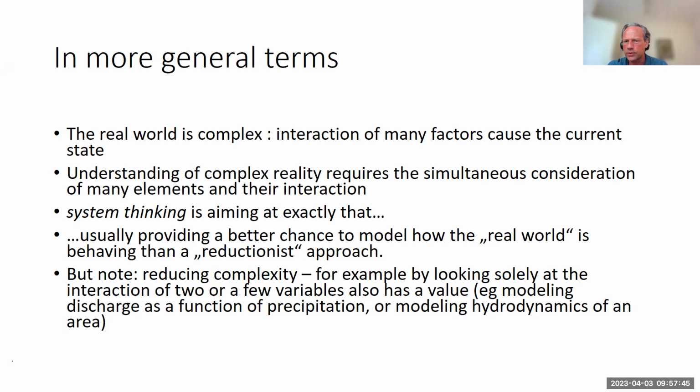That means you are isolating exactly what you want to focus upon, and you are not considering everything else. For example, you just want to understand how the precipitation in a certain area is linked to discharge, and you try to model just that specific relationship. That is also fine and it's necessary, but that is not really IWM.